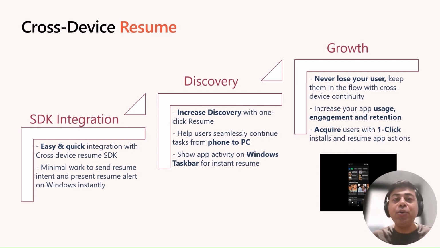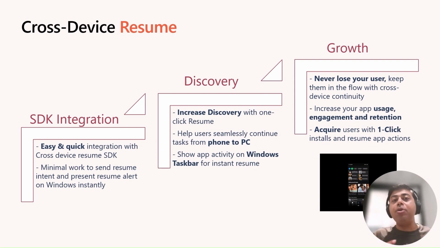Imagine this. Your user starts an activity on their phone. Maybe they are drafting a message, catching up on an article, or working on a playlist, and then they sit on their PC. With cross-device resume, Windows can help them pick up exactly where they left off, right from the PC. Apps that support this feature can appear directly on the taskbar, with a subtle indicator showing users that something is ready to resume. It's a simple and seamless way to bring users back into the app right from where they left off. Here's simply how it works.